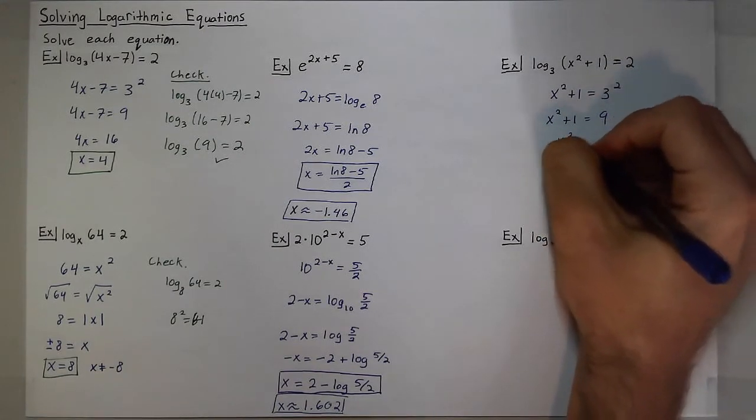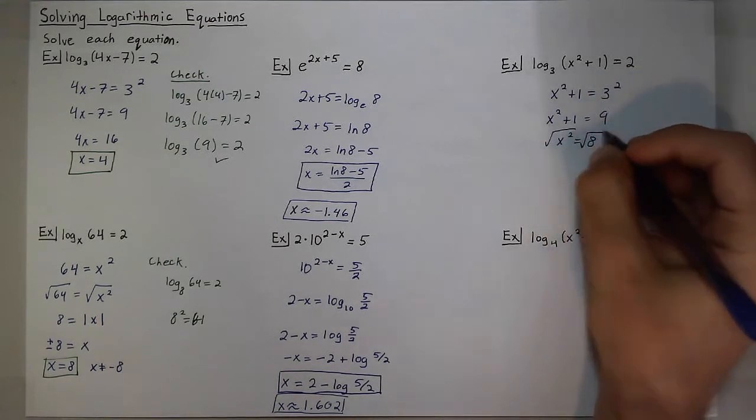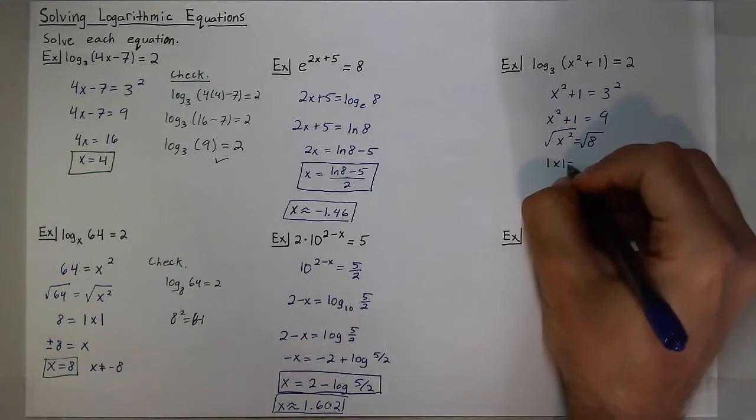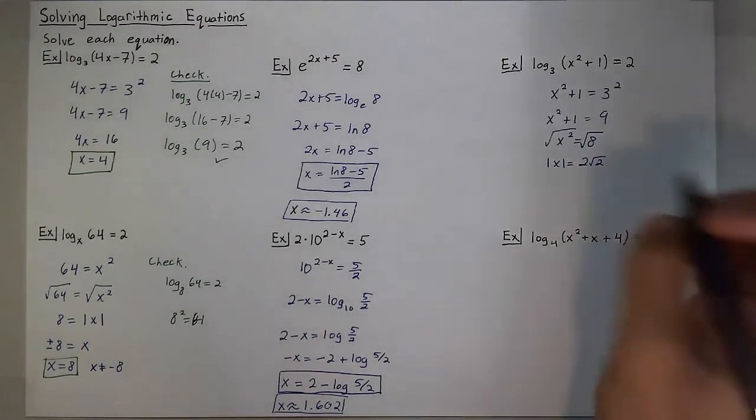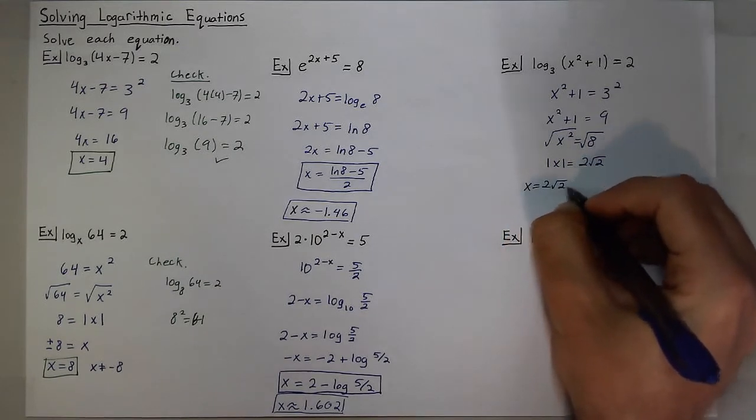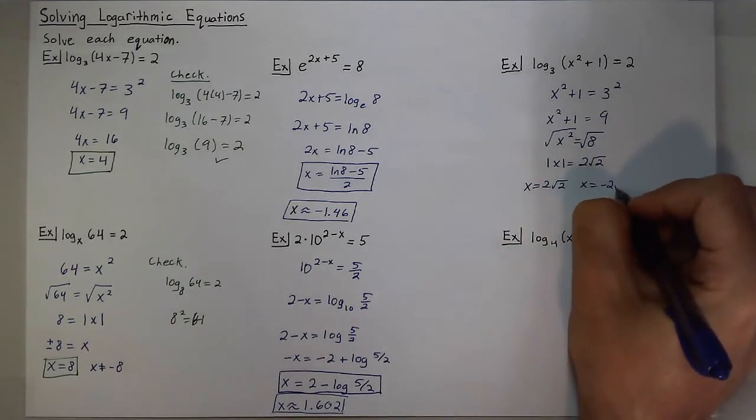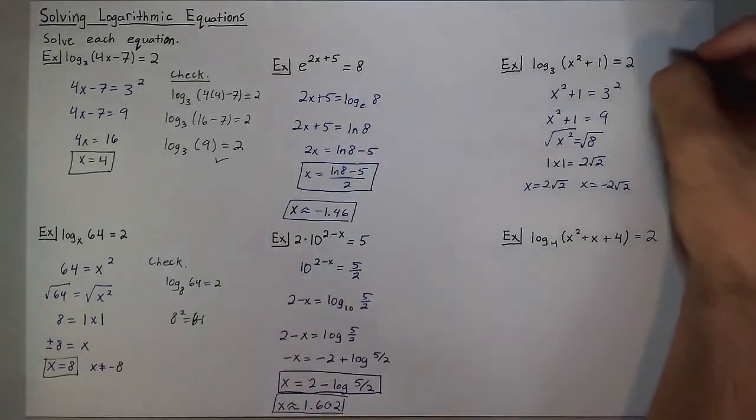Subtract 1, you get x squared equals 8. Then taking the square root of both sides, I get absolute value of x is equal to, simplifying the square root of 8, 2 square roots of 2. So x is equal to either positive 2 square roots of 2 or negative 2 square roots of 2. So we'll check both solutions.